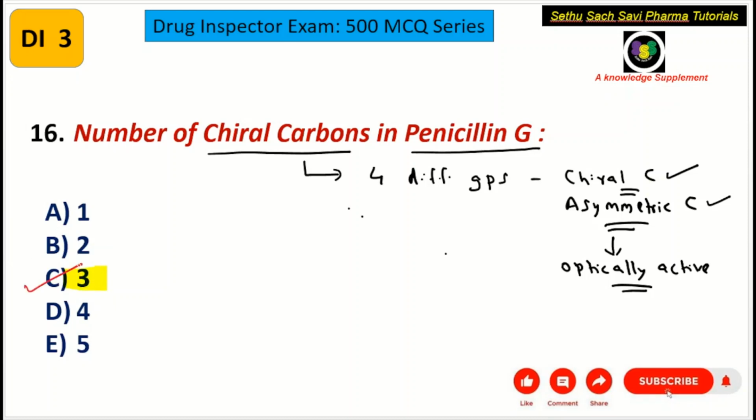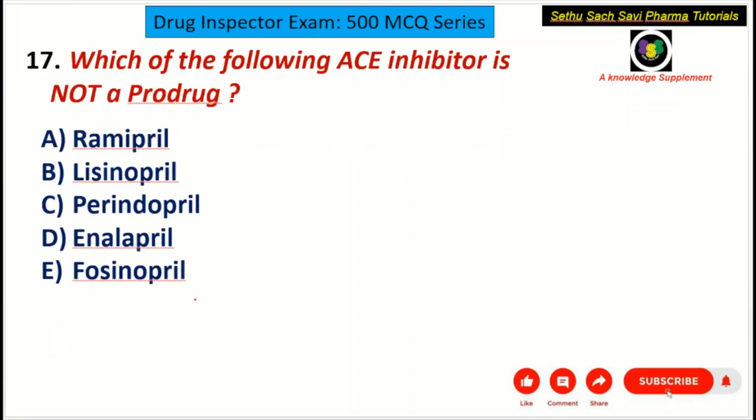Now coming to the second question of the day, which of the following ACE inhibitors is not a prodrug? A choice ramipril, B choice lisinopril, C choice perindopril, D choice enalapril, and E choice fosinopril. So first of all, you need to know what is this ACE. ACE is nothing but angiotensin converting enzyme.